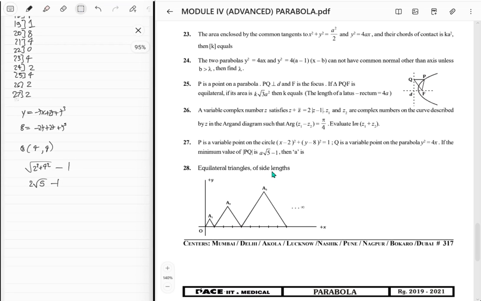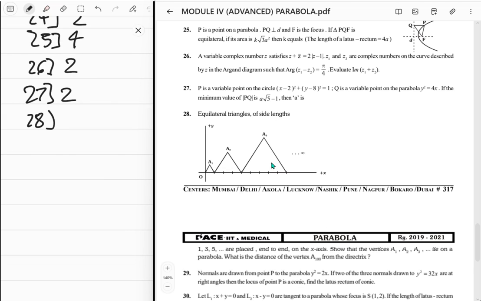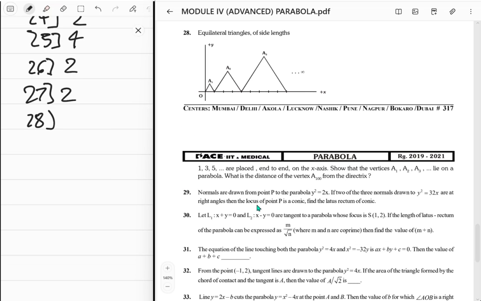Next, so to 28 now. Equilateral triangles of side lengths 1, 3, 5 are placed end to end on the x-axis. So this is 1. This thing is 3. This thing is 5.